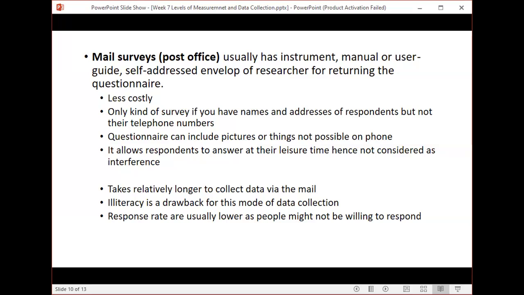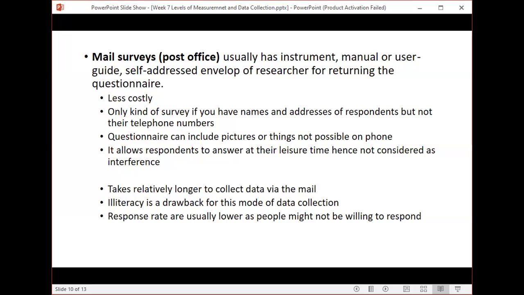We are saying that it is less costly, and it's the only kind of survey you can use if you have names and addresses of the respondents and not their telephone numbers, right? And then questionnaires can include pictures, things that you cannot do on the phone with the telephone interview. So you can add exhibits and still mail all of them together, right? It allows respondents to answer at their leisure time. So when you post it and they receive it, maybe on their weekends when they are free, they can take it and answer and then send it back to you.